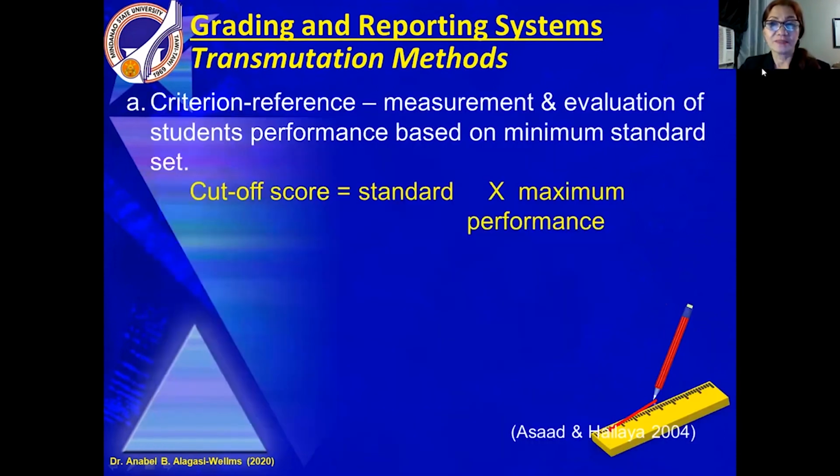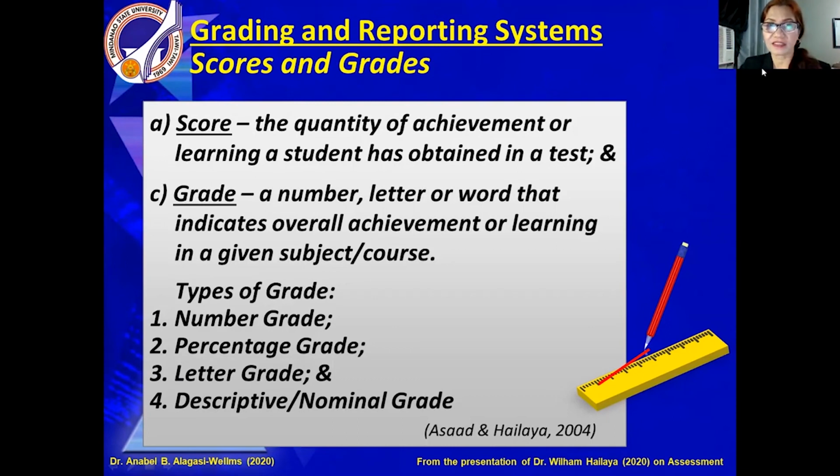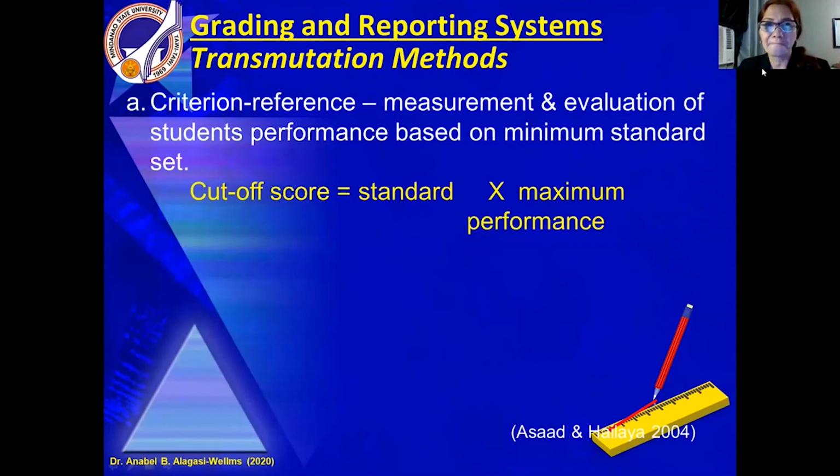We should know how to transmute these scores into grades. Because when you give a test and then you rate the test, you are only giving the score. You should be able to transmute from the score into grades. You call that transmutation methods. For the transmutation of the scores of your pupils to grades, you have two. Either Criterion reference method. Criterion, this is measurement and evaluation of students' performance based on minimum standard set. That's the formula. Cutoff score is equal to the standard times maximum performance.